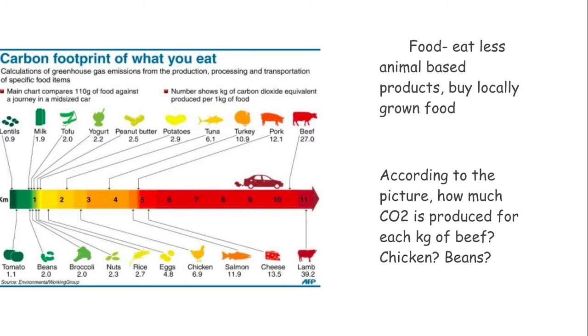Have a vegetarian recipe that you try. Buy locally grown food so it doesn't have to be shipped. You don't have to use oil and gasoline and fuel to travel it across the country. Buy from your local farmers markets. All right, here's another neat little infographic. Carbon footprint of what you eat.